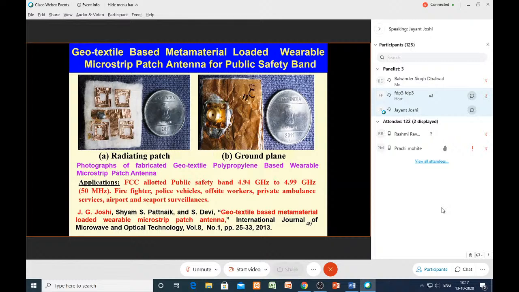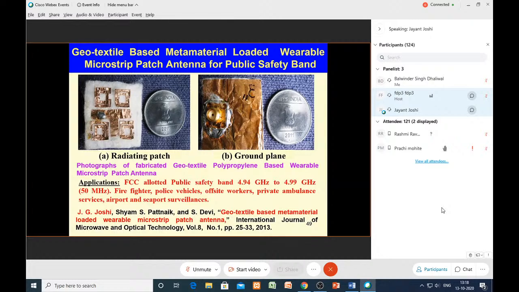Now here is a challenging part for antenna researchers: how to develop the equivalent circuit for this type of structure. Because if you see, there are a number of loadings, slots, cuts, and inductors. All these parts you have to take into account for the equivalent circuit analysis.